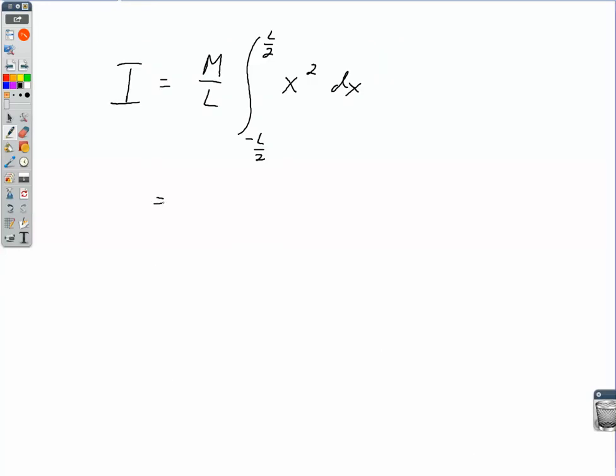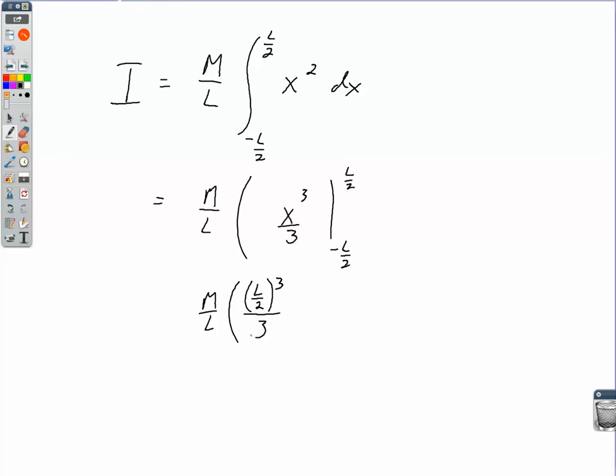So the integral of x squared is going to be x cubed over 3, and we're going to evaluate that from negative L over 2 to L over 2. So remember, we evaluate the upper limit first. So we've got m over L. We're going to have L over 2 cubed divided by 3. And then we're going to subtract the evaluation at the lower limit. So that's going to be negative L over 2 cubed divided by 3. And then we have that m over L out front.